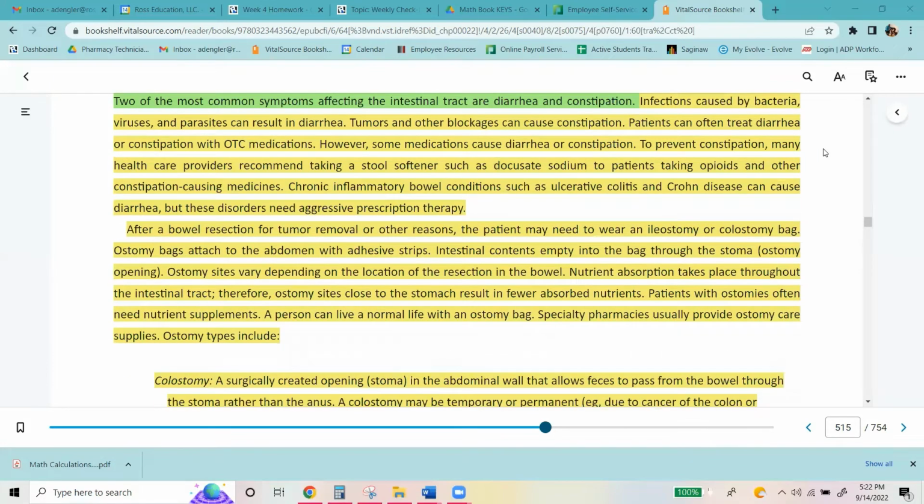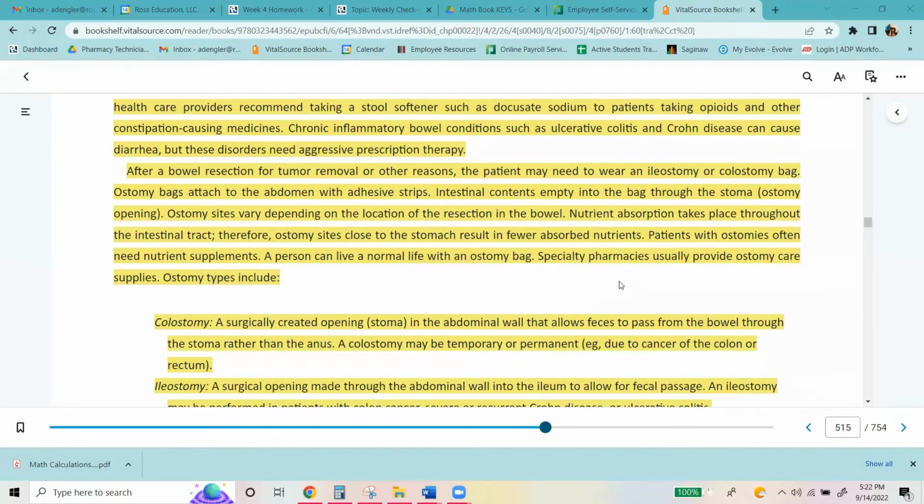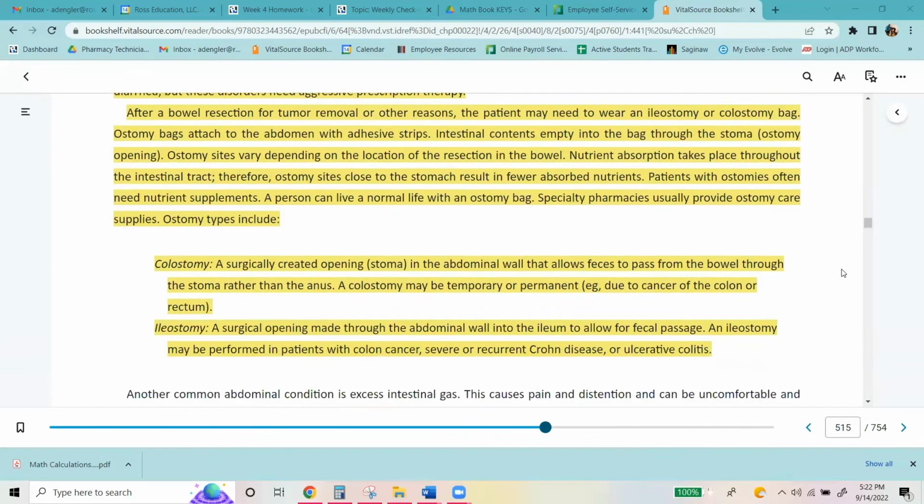After a bowel resection for tumor removal or other reasons, the patient may need to wear an ileostomy bag or a colostomy bag. Ostomy bags attach to the abdomen with adhesive strips. The intestinal contents empty into the bag through the stoma, which is the opening. Ostomy sites vary depending on the location of the resection in the bowel. Nutrient absorption takes place throughout the intestinal tract. Therefore, ostomy sites close to the stomach result in fewer absorbed nutrients. Patients with ostomies often need nutrient supplements, and a person can live a normal life with an ostomy bag. Special pharmacies provide ostomy care supplies.